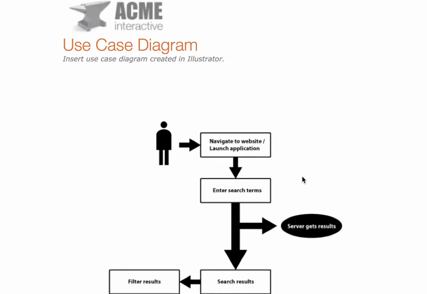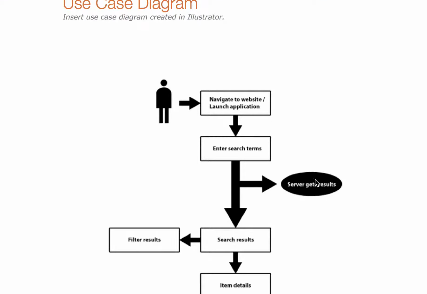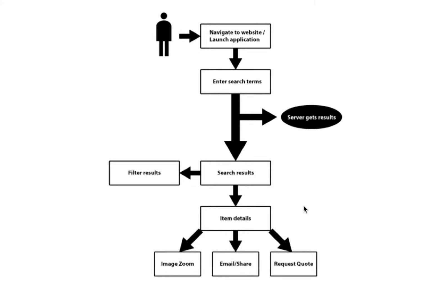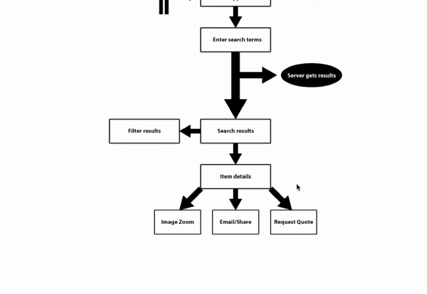Here's my use case diagram. So basically, the little man, I probably should have put user on there, but hopefully that will be evident. That is the user. And he navigates or launches the application on a mobile device. Either way, they're connecting to the application, and they enter their search terms. It goes to the server, gets results, sends the results. Now you have a page where you have the search results, and you have the ability to filter these results.